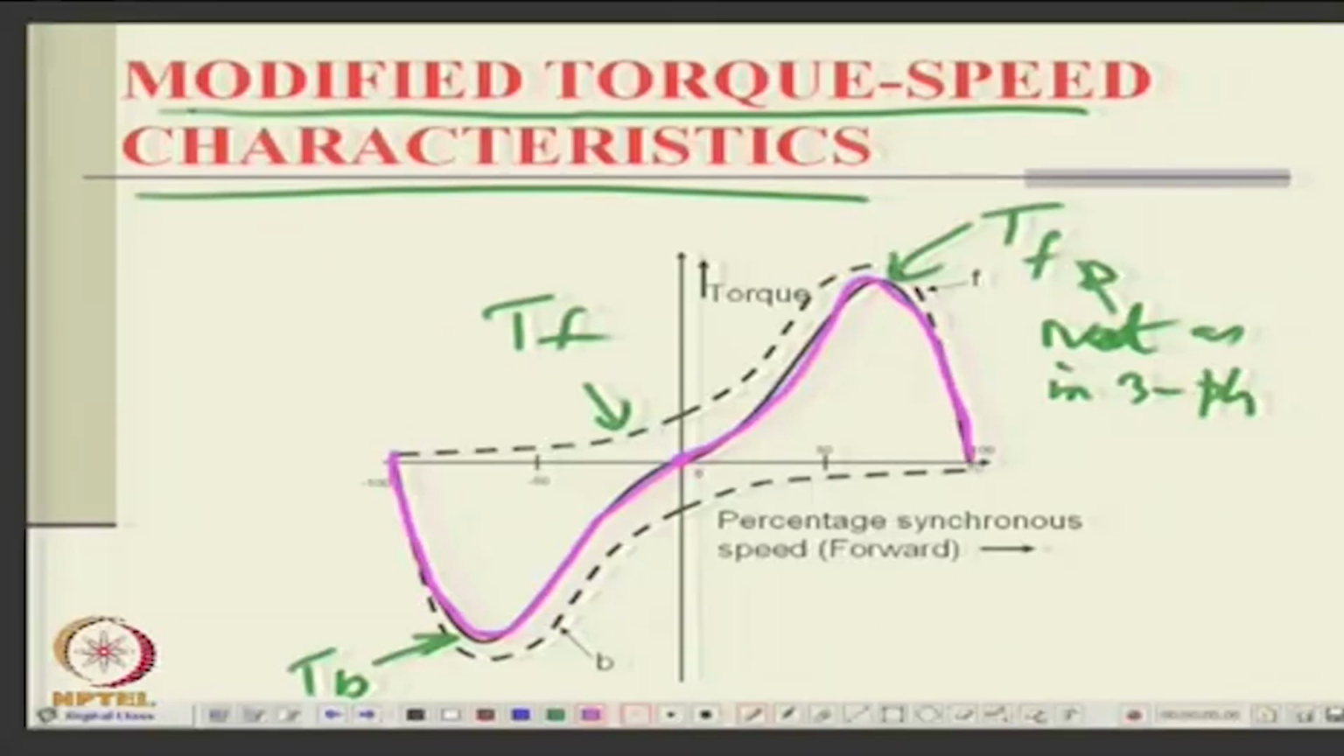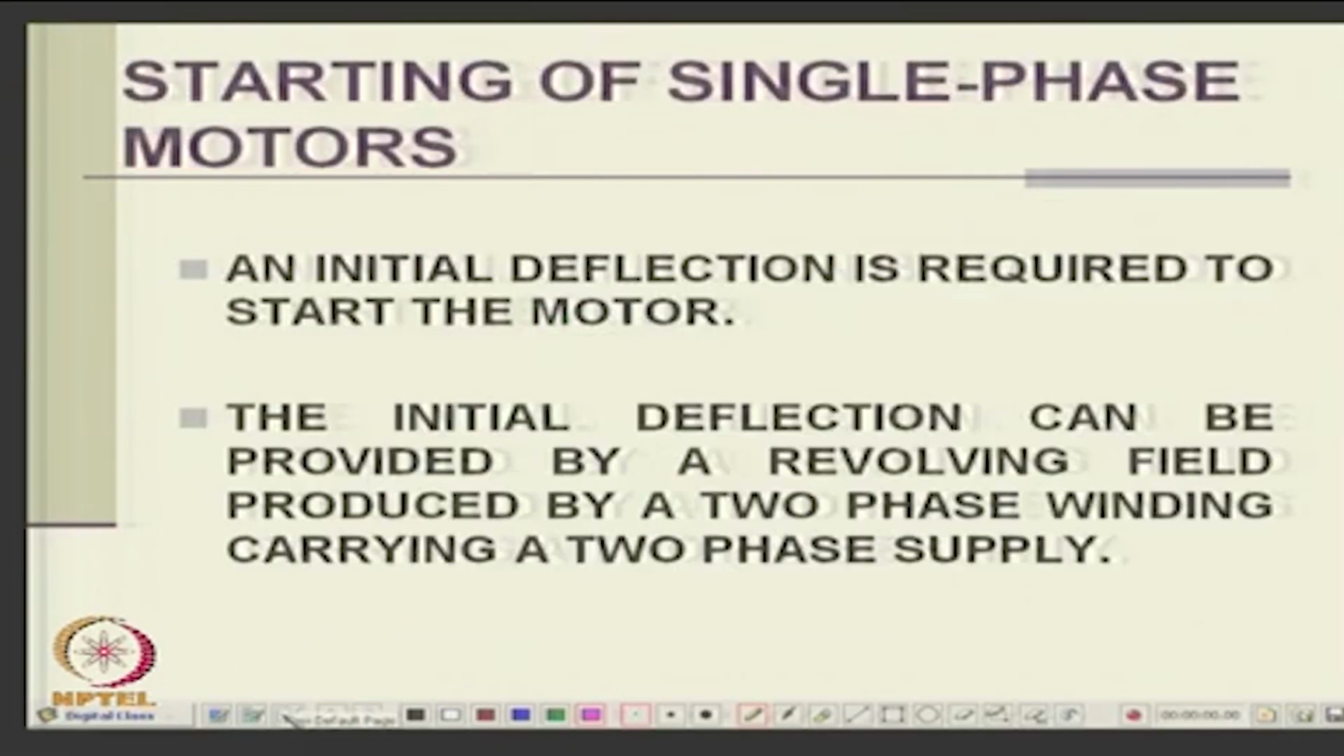Is it 0? You will notice that, in fact, if you expand this, the net at synchronous speed there is a slight negative torque. So, zero torque occurs at slightly less than synchronous speed if you look at this curve. So, one other thing is it will happen like this.